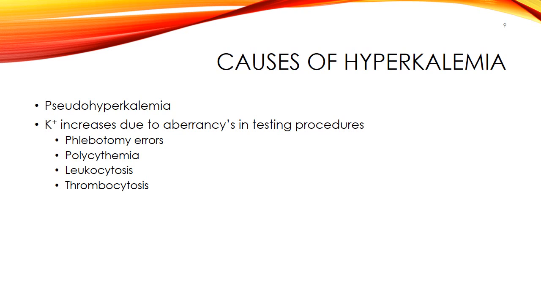Other causes of pseudo-hyperkalemia include increased red blood cells, polycythemia, increased white blood cells, leukocytosis, and increased platelets, or thrombocytosis. These can all cause a false increase in potassium. While the sample is in the tube, a certain amount of potassium leaks out of the cells. Of course, this would be a higher number with more cells in the sample.